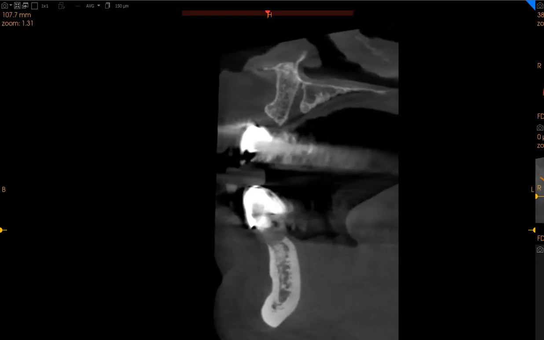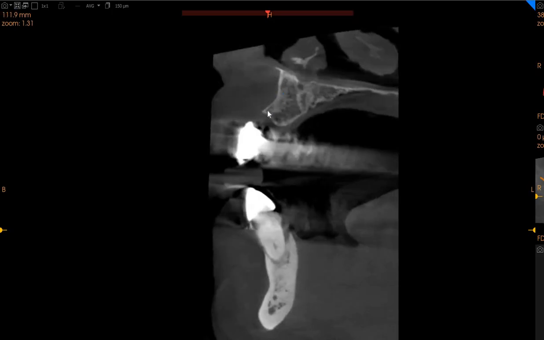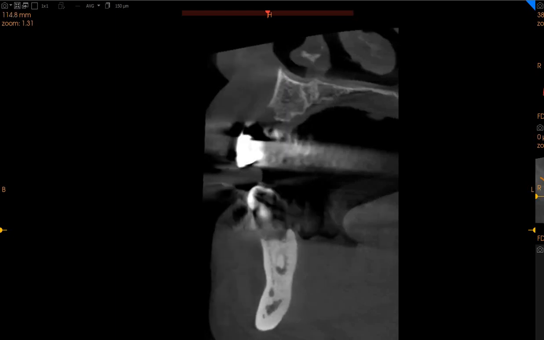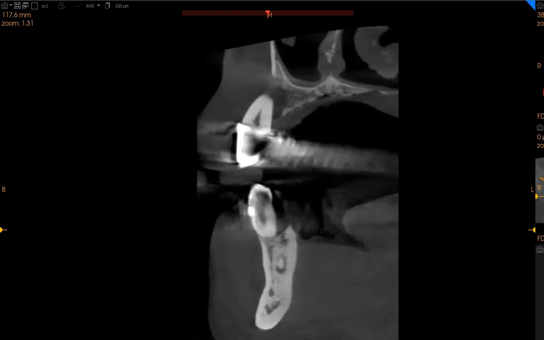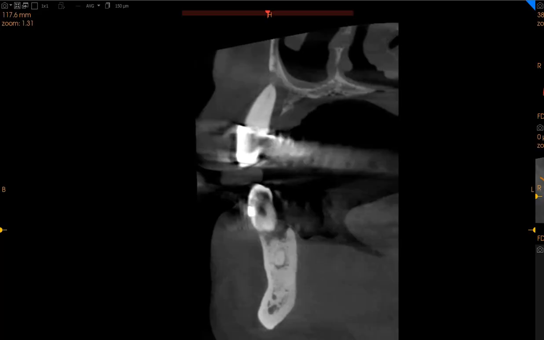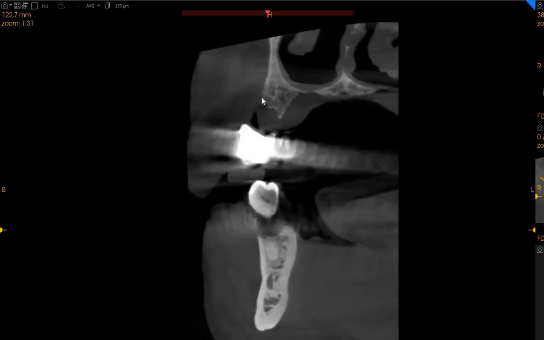Moving to the upper left central incisor region, as you can see, close to the incisive foramen, but this is left of the incisive foramen, and we've got 7 millimeters of width, 11 millimeters of height. Then we move to the canine region, absolutely no bone here. The first premolar, we've got approximately 8 millimeters of width with 9 millimeters of height.